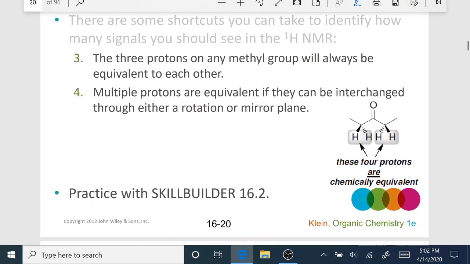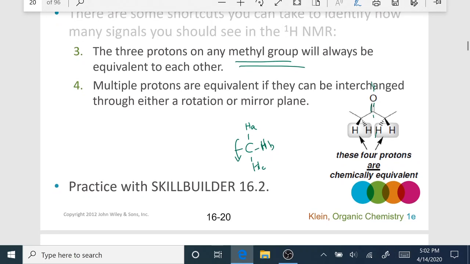Alright, so moving on, the 3 hydrogens on any methyl group will always be equivalent to each other because you can rotate around that methyl group. You can rotate a methyl group around to its neighboring carbon, and all 3 of these hydrogens will be equivalent to each other. And multiple hydrogens are equivalent, like we talked about with acetone, if they can be exchanged through either a rotation or a mirror plane.